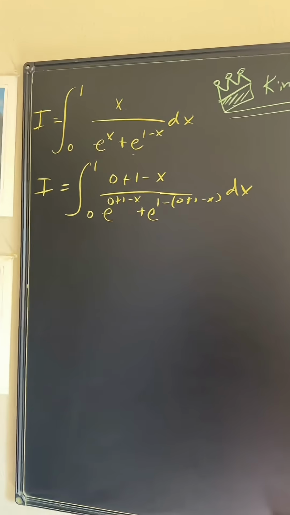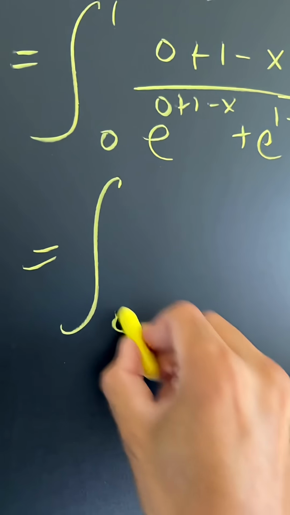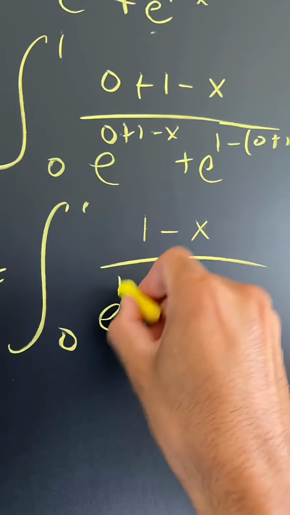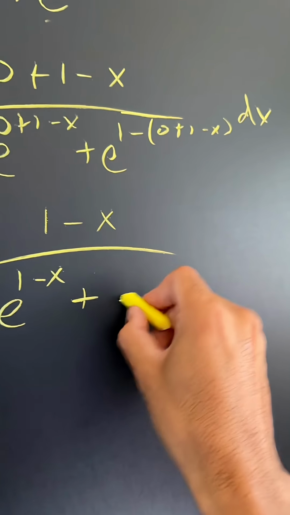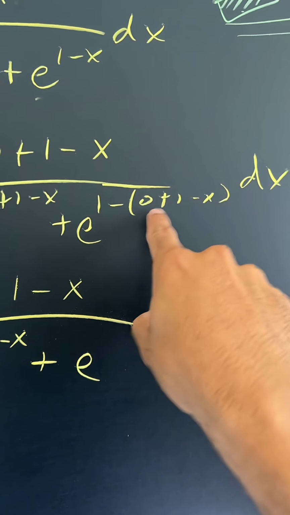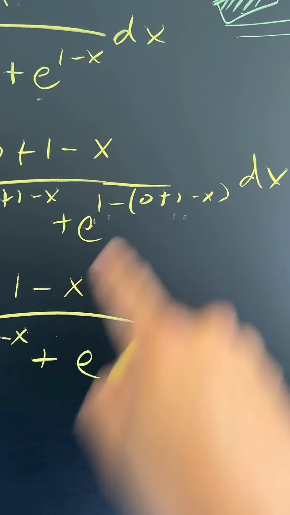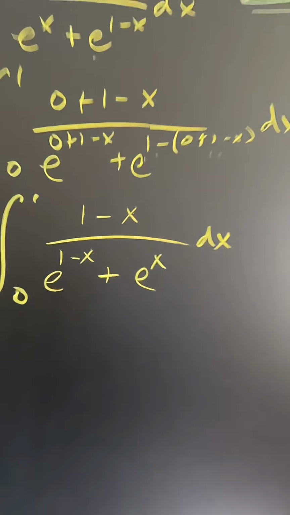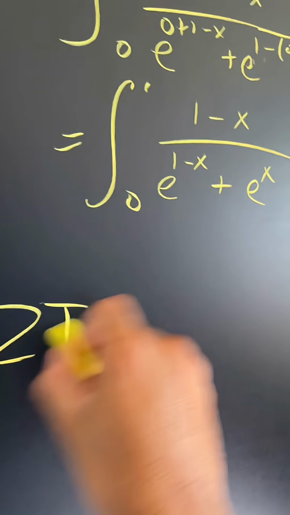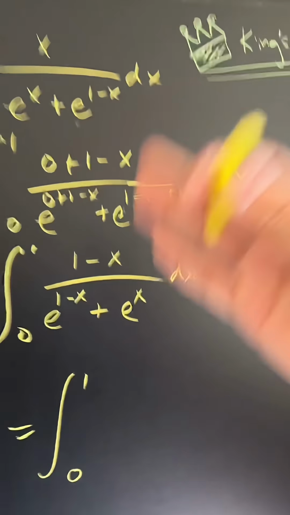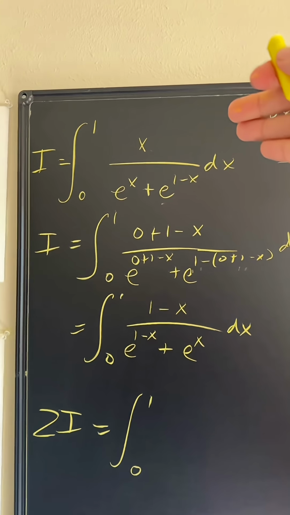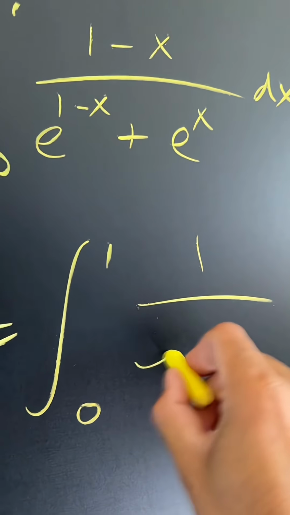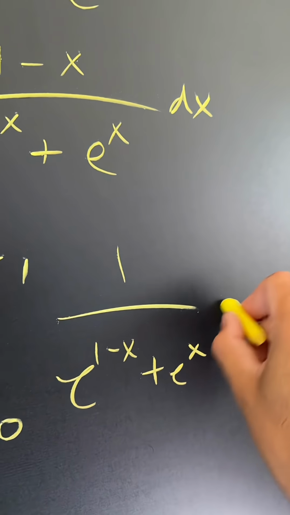Okay, so let's go ahead and start simplifying some stuff. On the top, it looks like we just have a 1 minus x. On the bottom, we have an e to the 1 minus x, plus, and then let's talk about this one. If we distribute the negative, we're gonna have negative 1, which is gonna cancel out with this one right here. Then we have the negative times negative x, so that's gonna be positive x dx. So let's go ahead and add those together. So 2I will equal the integral from 0 to 1, and because they have common denominators, we're just gonna add the numerators together. So x plus 1 minus x is simply just 1 over e to the 1 minus x plus e to the x dx.